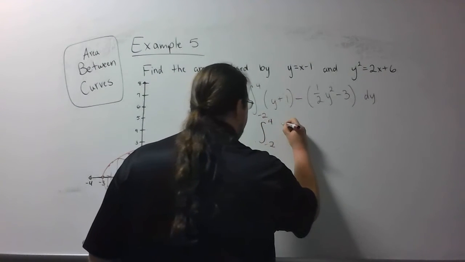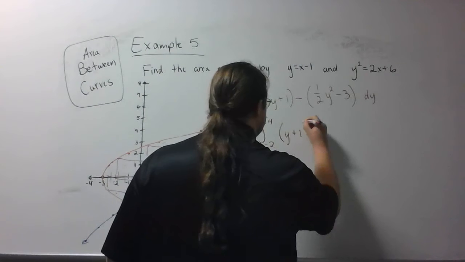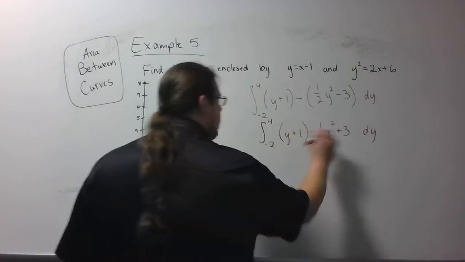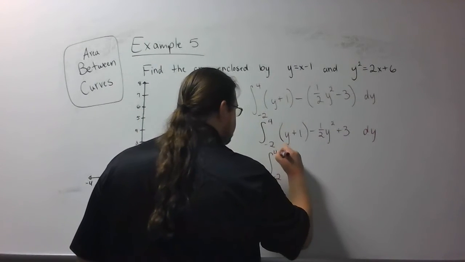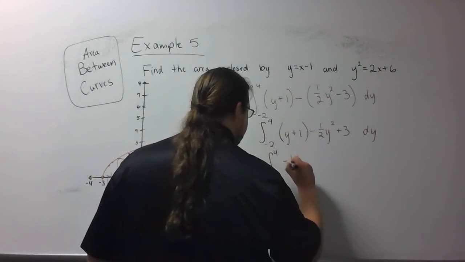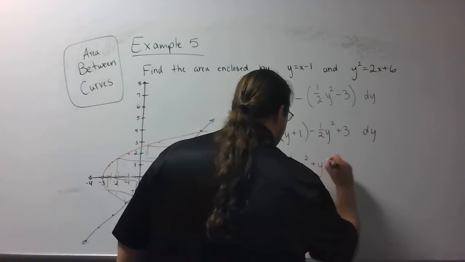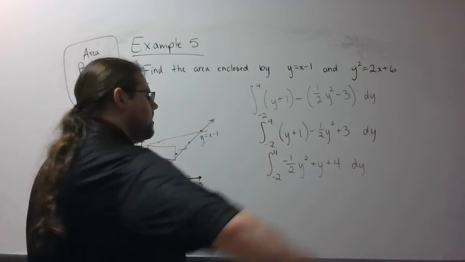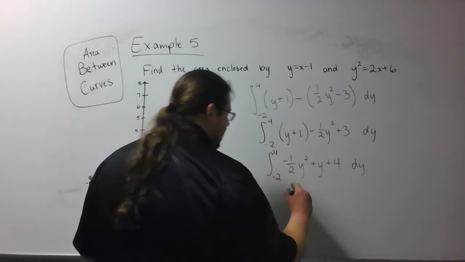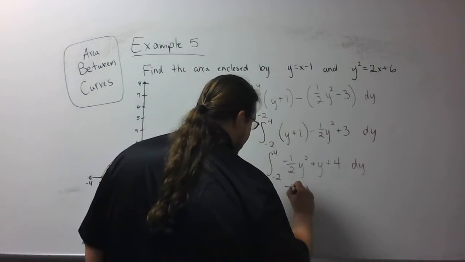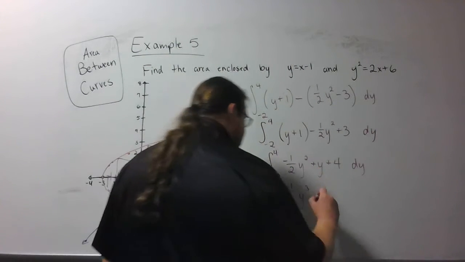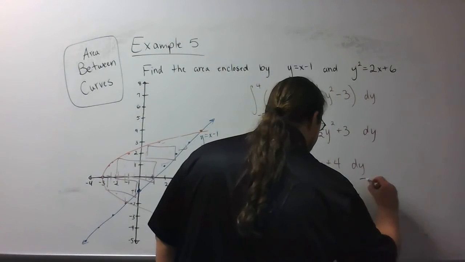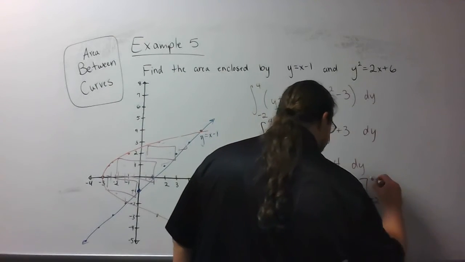Integral from -2 to 4 of y plus 1 minus 1/2 of y squared plus 3 dy. And 1 plus 3 makes 4. And I'm going to go ahead and rearrange it a little bit easier. So -1/2 of y squared plus y plus 4 dy. And we integrate. So -1/2 of y squared is going to become -1/6 y cubed. That's going to become plus 1/2 of y squared. And that's going to become a 4y. We are still evaluating from -2 to +4.